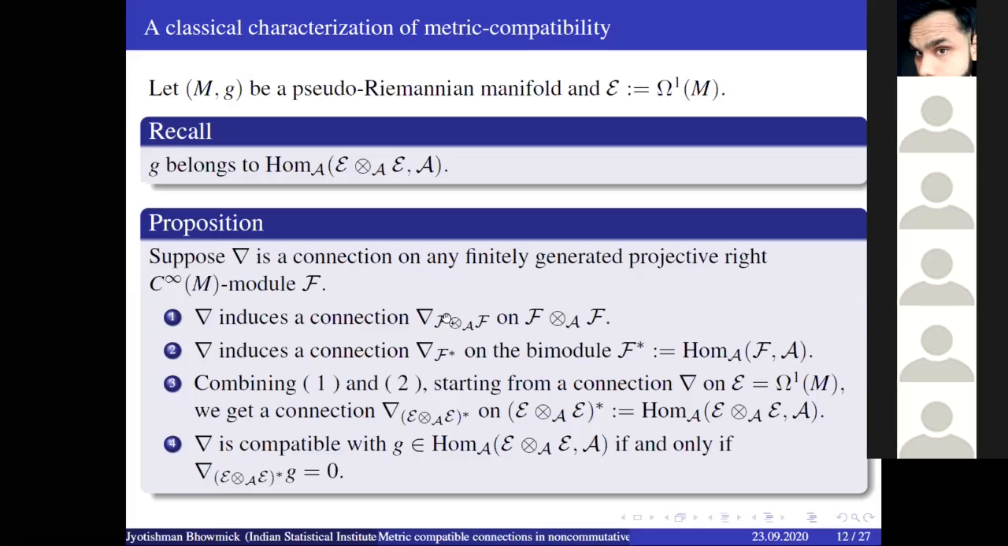From a connection on E, I got to a connection on E tensor E, and then from E tensor E, I got a connection on E tensor E whole star. And then this makes sense, and then it makes sense to say that it is equal to 0. And if nabla satisfies this equation, then it's a theorem that this holds if and only if nabla is compatible with G. Okay.